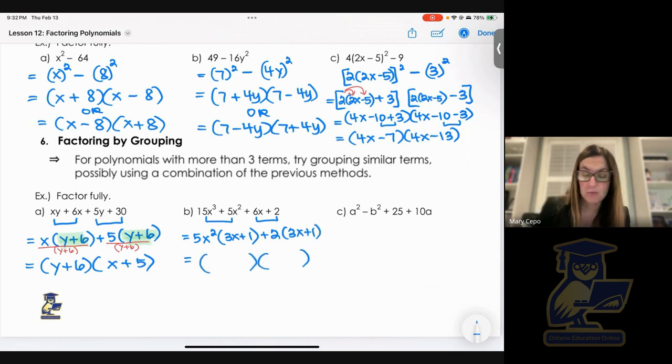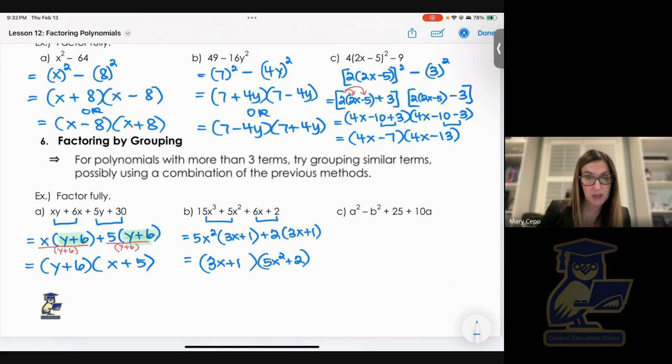We set up our two brackets. 3x plus 1 is common, so we're left with 5x squared plus 2 in our second bracket. We're done. Looking at C, if we group the first two and we group the last two, we wouldn't have a common binomial factor between the groups. Okay, and a squared and b squared don't have anything common. We'd only have something common between 25 and 10.